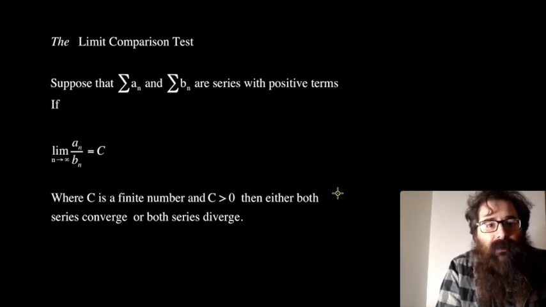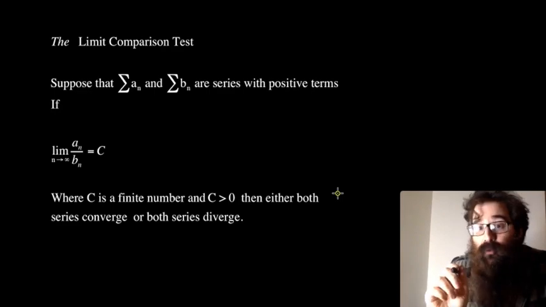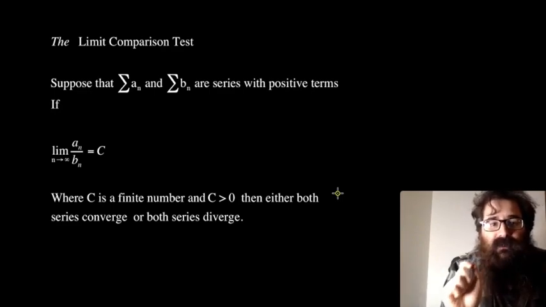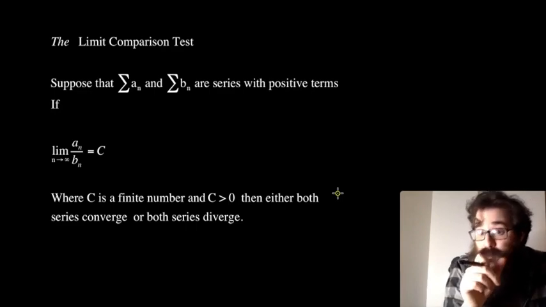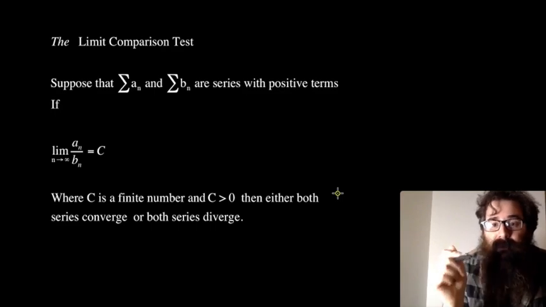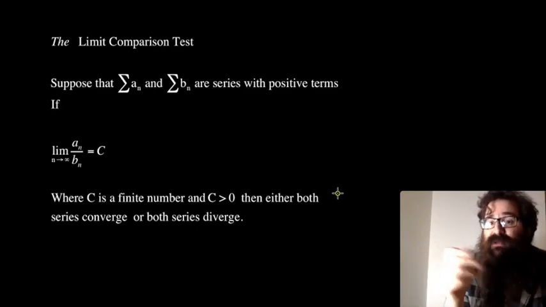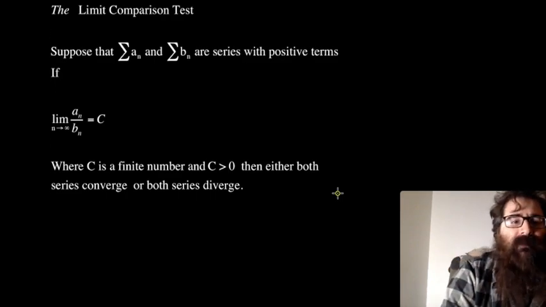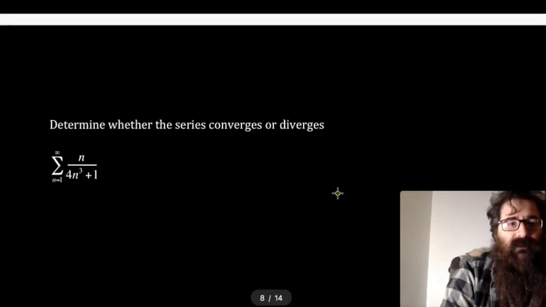Suppose the sum of a sub n and the sum of b sub n are series with positive terms. If the limit as n goes to infinity of a sub n divided by b sub n is equal to some number c, where c is a finite number and c is greater than 0, c for Corey, then either both series converge or both series diverge. So we're trying to pick a series to compare with, to do the limit comparison test, where we know what the result is going to be. And that's true of both of these. But let's talk about the comparison tests.